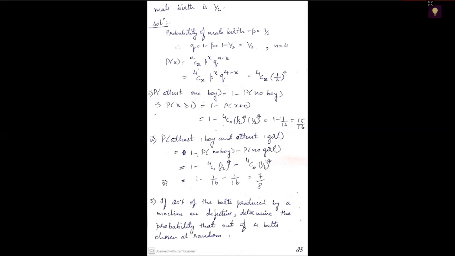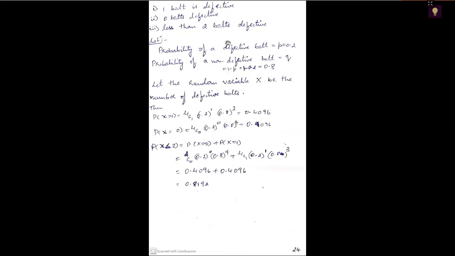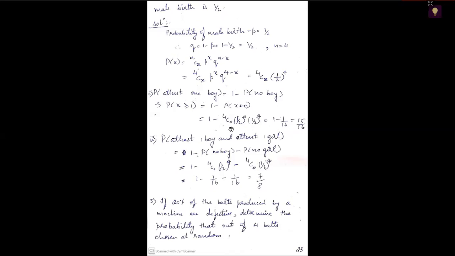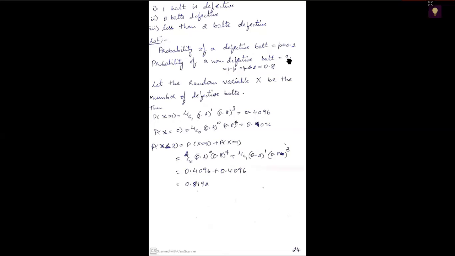Now let us look at the next problem. If 20% of the bolts produced by a machine are defective, determine the probability that out of 4 bolts chosen at random, 1 bolt is defective, 0 is defective, less than 2 bolts are defective. So probability of a defective bolt is 20%. So 20% is nothing but 0.2. So probability of a non-defective bolt is 1 minus p, that is nothing but 0.8.